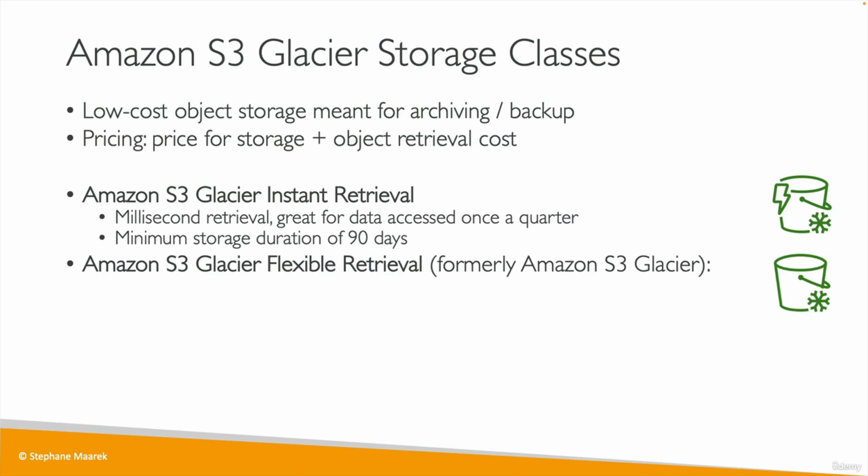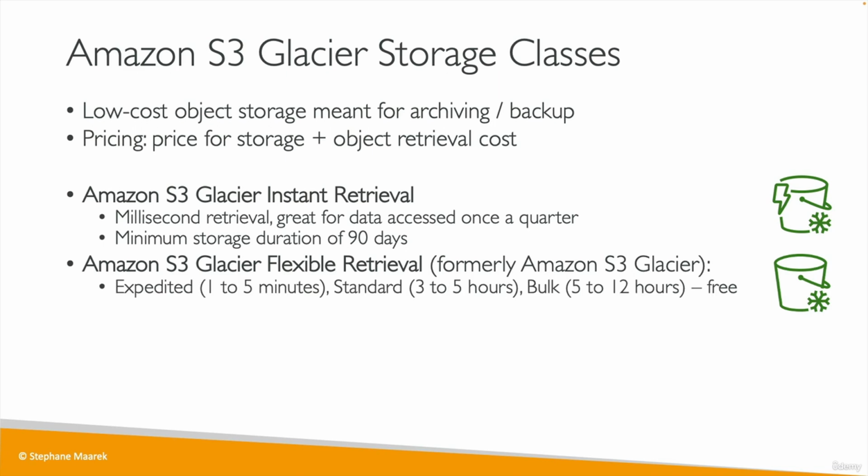Then we have the Glacier Flexible Retrieval. It used to be called Amazon S3 Glacier, but then they renamed things as they added more tiers. So the Amazon Glacier Flexible Retrieval has 3 flexibilities. You have expedited, where you get the data back between 1 and 5 minutes. You have standard to get the data back between 3 to 5 hours, or bulk, which is free, where you get the data back between 5 to 12 hours. And the minimum storage duration as well is 90 days. So here, instant means you retrieve the data instantly, and flexible means that you're willing to wait up to, for example, 12 hours to retrieve your data.